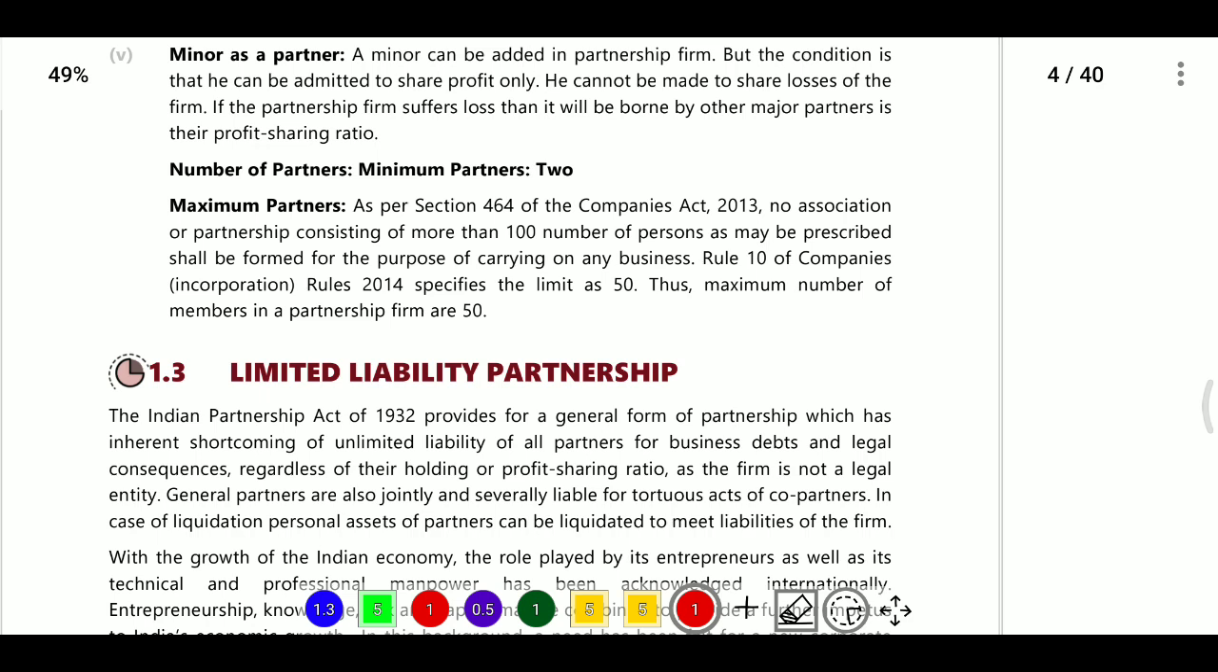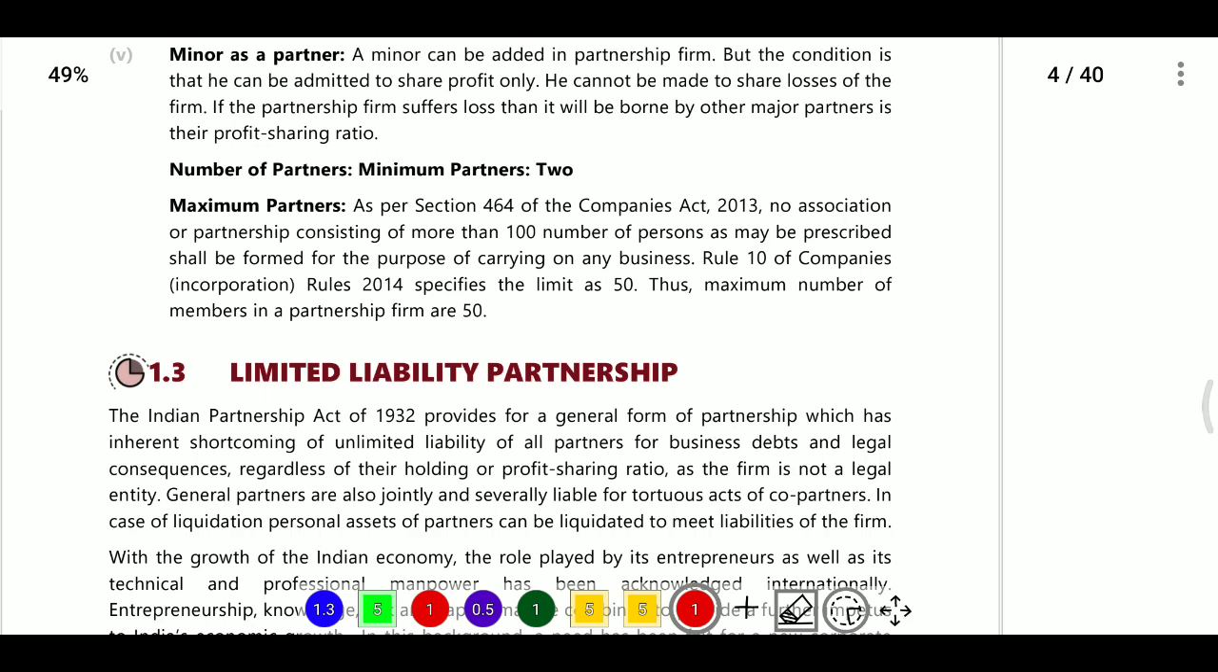Minimum partners as per section 464 will be 2. As per section 464 of the Companies Act, no association or partnership consisting of more than 100 members or persons, as may be prescribed, shall be formed for the purpose of carrying on any business. Rule 10 of the Companies (Incorporation) Rules 2014 specifies a limit of 50. So for partnership it will be 50.